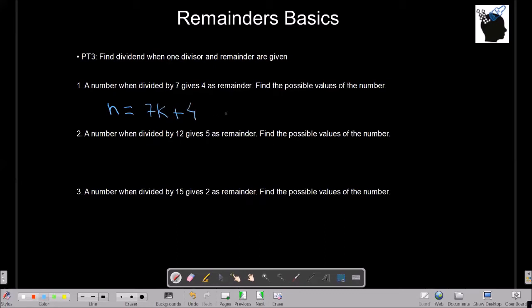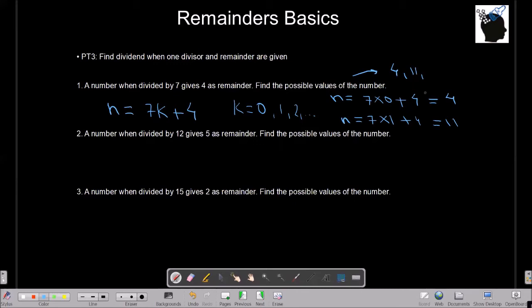Now my quotient can take any value from 0 onwards. So I can put k is equal to 0, 1, 2, 3 and so on. If I put k is equal to 0, I will get the value of n as 7 into 0 plus 4, which is nothing but 4. I can put k is equal to 1, so I'll get the value of n as 7 into 1 plus 4, which is nothing but 11 and so on. So the possible values of the number will be 4, 11, and if you try further, it will be nothing but 18, 25, 32 and so on.